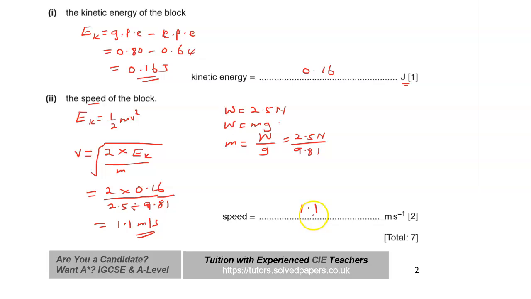Of course, we give it to 2 SF, because all the values here are given in 2 significant figures. You don't write 0.8, because 0.8 is equivalent to 1 SF. So you have to write 0.80 to make it 2 SF. Everything here is given in 2 SF, so you should give it also in 2 SF. And that's it for this.